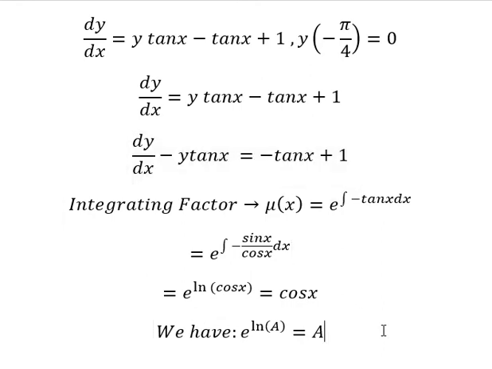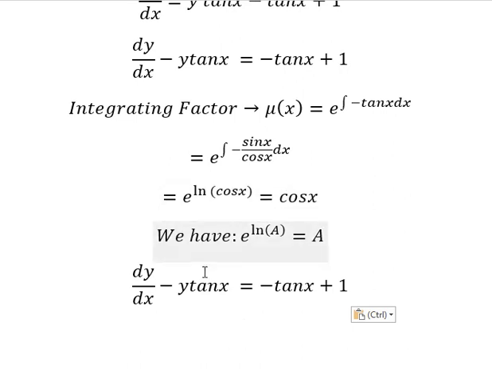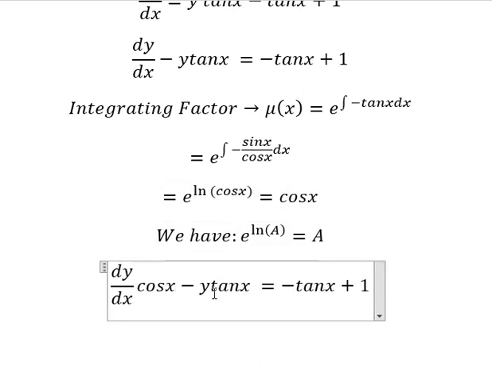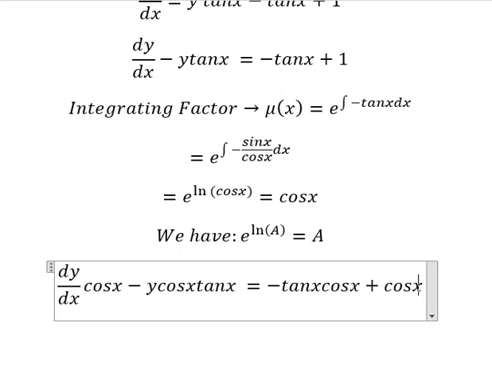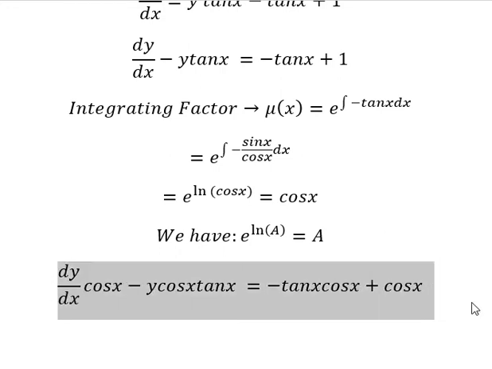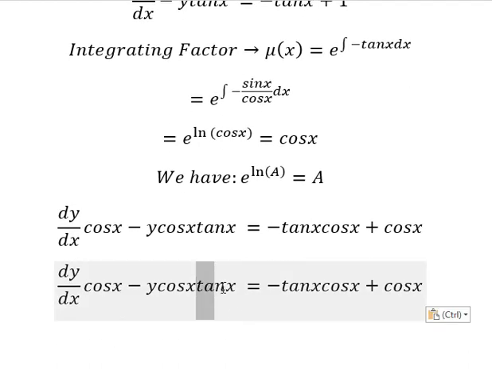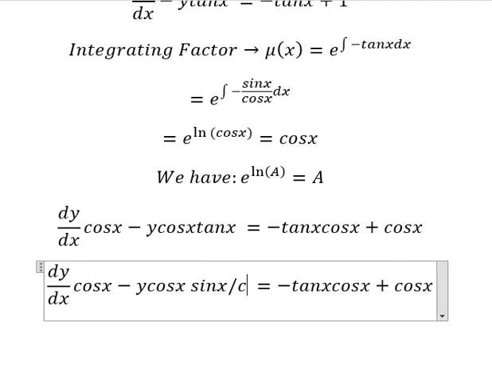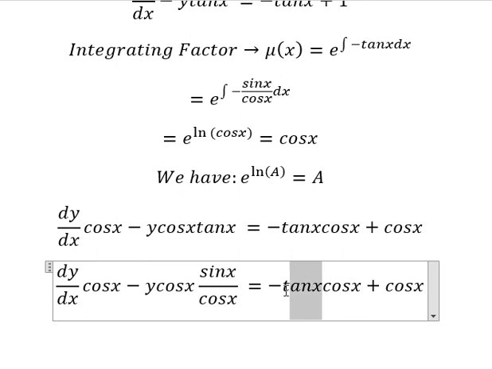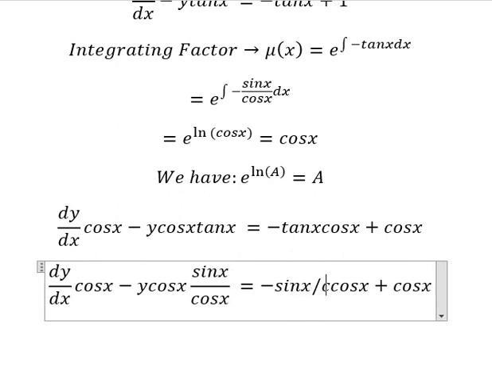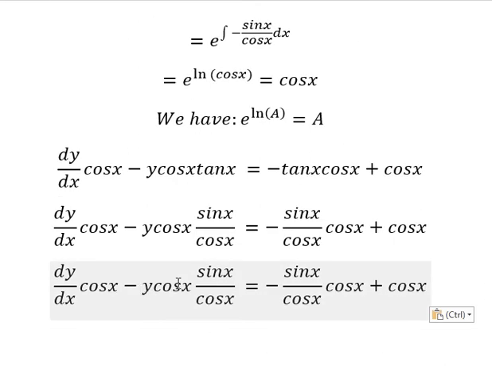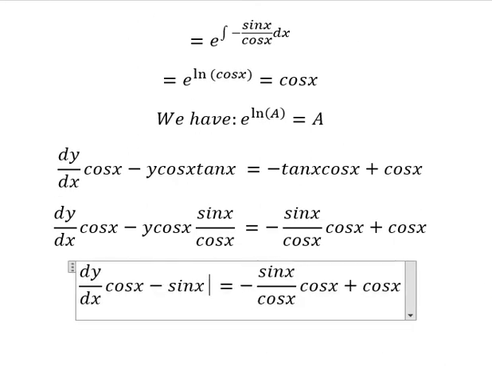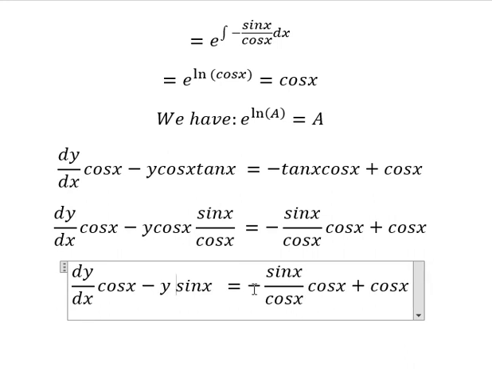Now, we multiply both sides by cosine x. Next, tan x is sine x over cosine x. So if we simplify it, we have negative sine x with y, similar for this one.